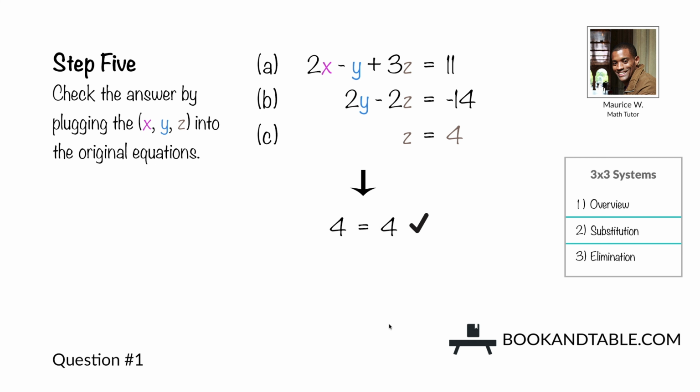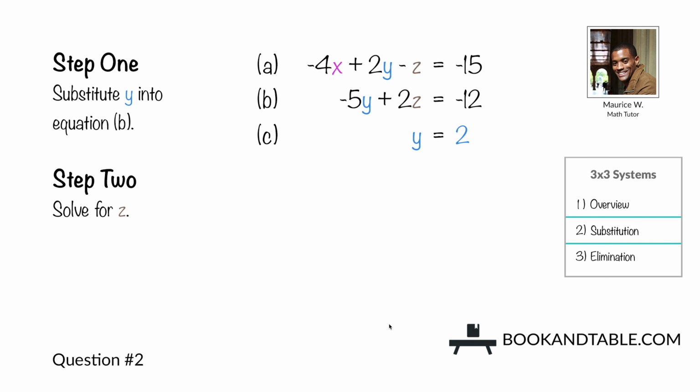And now let's have a look at question number 2. We were given equation A, negative 4x plus 2y minus z is equal to negative 15. Equation B is negative 5y plus 2z is equal to negative 12. And equation C is y is equal to 2. So step 1, substitute y into equation B here. And then step 2, solve for z.